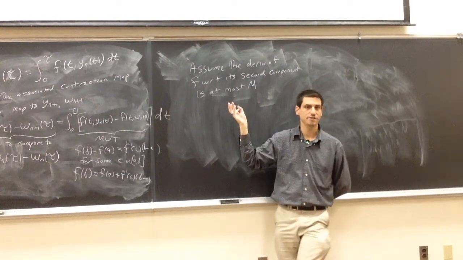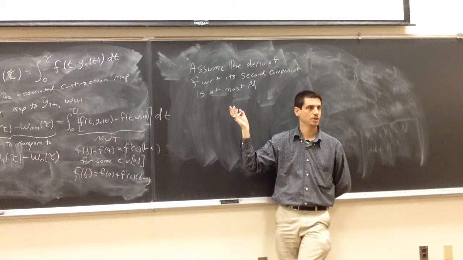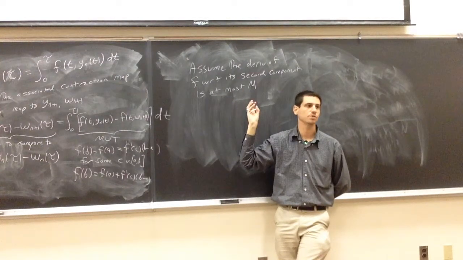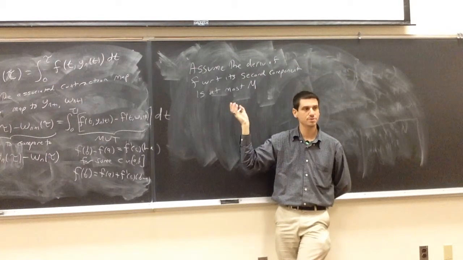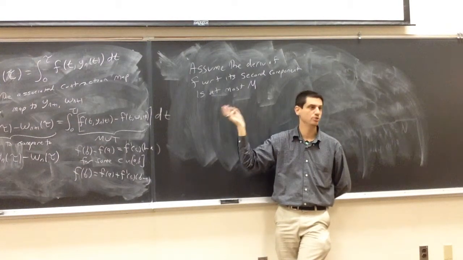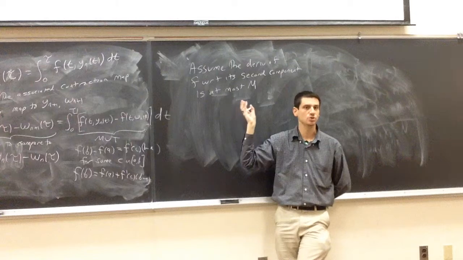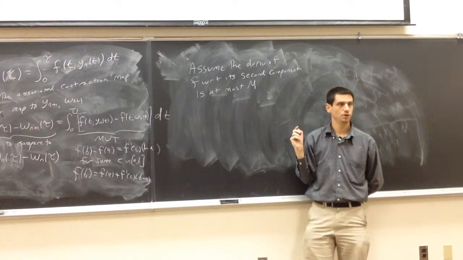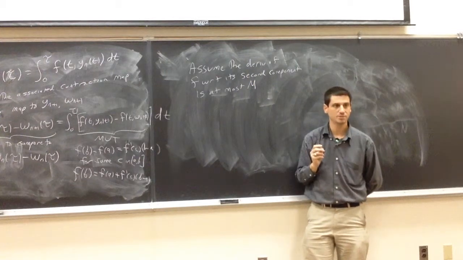For many functions f, this would be true. The very first example we looked at, f of t,y was 2t over 1 plus y. The derivative with respect to y was just going to be 2t. As long as t doesn't get too large, that's going to be bounded. This is not a huge assumption. We're just assuming that the derivative is bounded.